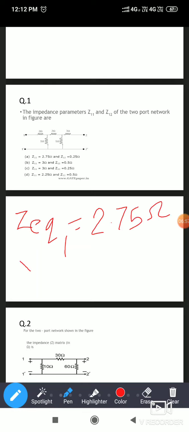So Z equivalent 1 means what? V1 divided by I1. So V1 divided by I1 means what? Z11. So Z11 value will be 2.75 ohm.